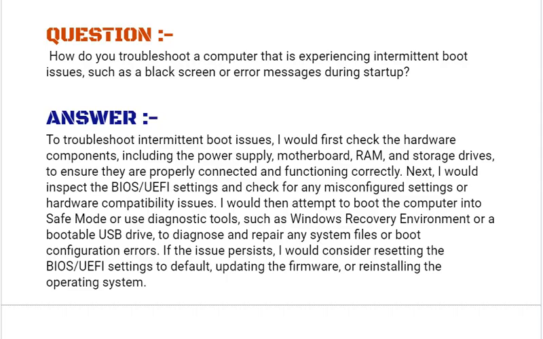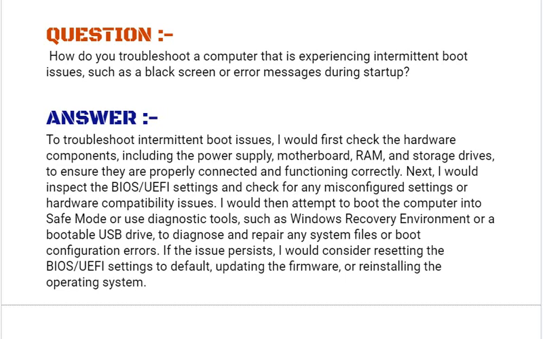Our interview question based on CompTIA A+ Core 2 is: how do you troubleshoot a computer that is experiencing intermittent boot issues such as a black screen or error messages during startup? Your answer should be: to troubleshoot intermittent boot issues, I would first check the hardware components including the power supply, motherboard, RAM, and storage drives to ensure they are properly connected and functioning correctly.